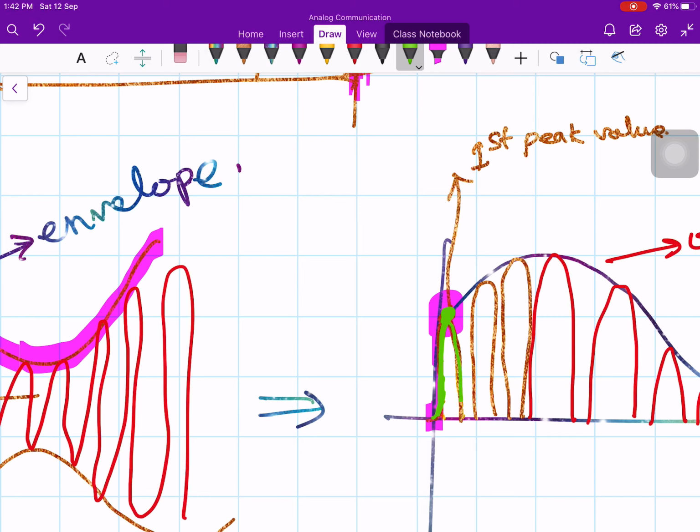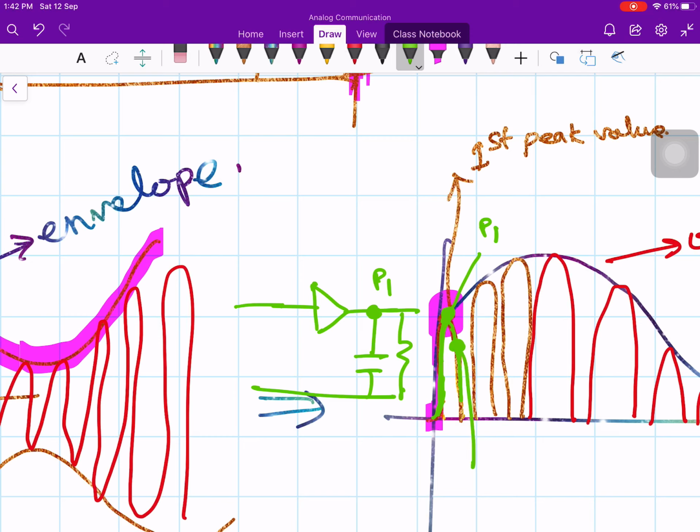That means this is my diode, and here I have the capacitor. For the time being, let us forget about the resistor. Now this point is, let's say, P1, and what is the input side? The input side is slowly going down. Let's say this voltage is some V1. The input side is V1 and P1 is this one. Now P1 is greater than V1, because the voltage is going down.